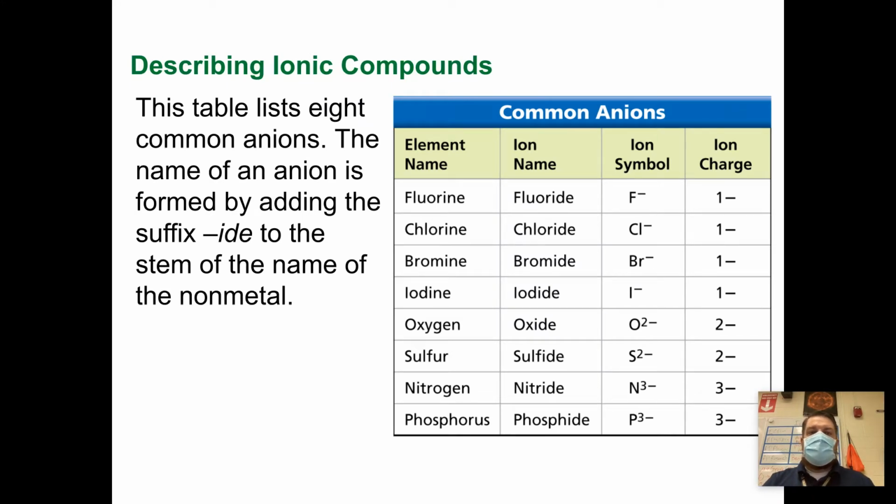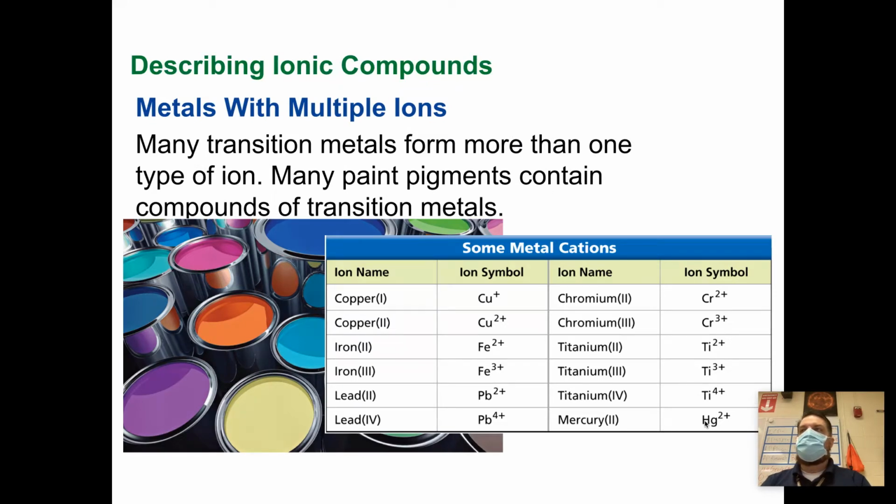So this table lists 8 common anions, and the name for the anion formed by adding the suffix "ide." So fluorine becomes fluoride, chlorine becomes chloride, bromine becomes bromide, iodine becomes iodide, oxygen becomes oxide, sulfide, nitride. And notice that all of them have a negative charge, right? If you remember, the negative charge comes from them gaining an electron or 2 electrons or 3 electrons, okay? And they're nonmetals. So anion also, remember, is a negative charge.